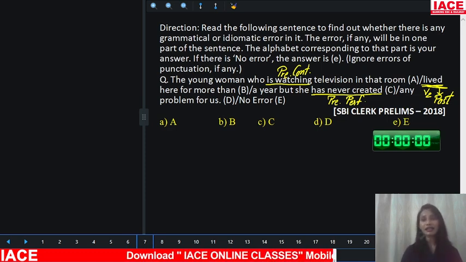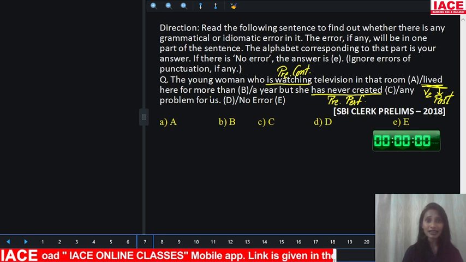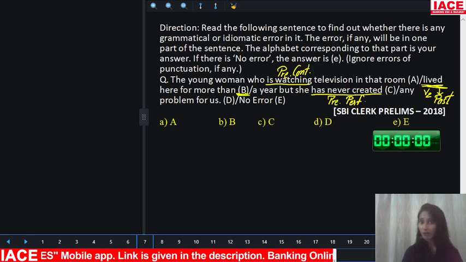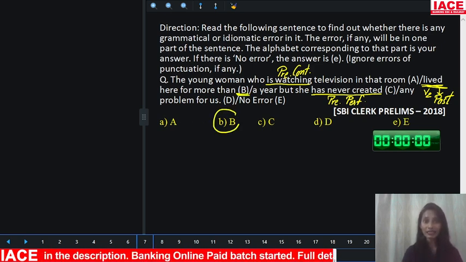Now, what should be the correction? You got your answer. The error is with part B. It should not be lived. So you got your answer. But what should be the correction? What should be the correct one?